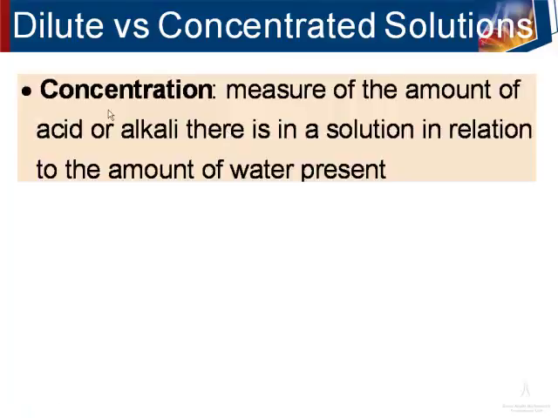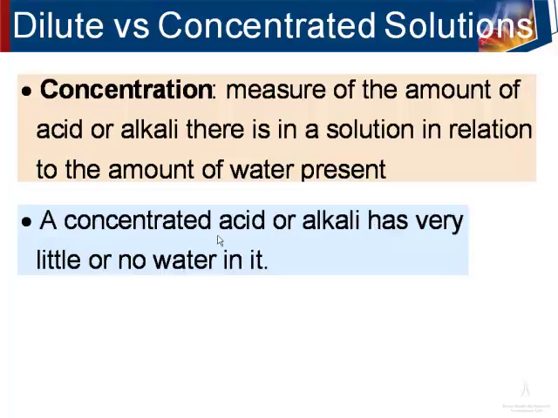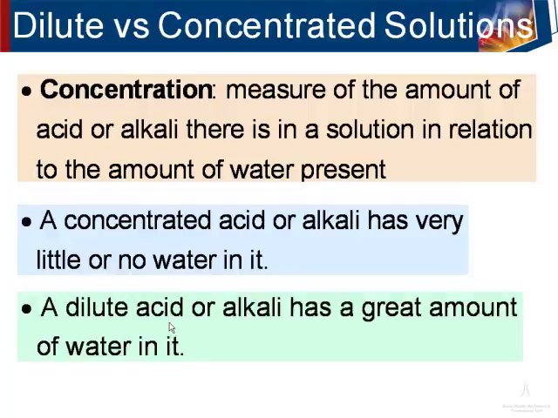When referring to acids and bases, we sometimes talk about dilute and concentrated acids or dilute and concentrated bases. Let's explain this concept. Concentration, in this case, is a measure of the amount of acid or alkali there is in a solution in relation to the amount of water that is present. For example, a concentrated acid or a concentrated alkali has very little or no water in it, and a dilute acid or a dilute alkali has a larger amount of water in it.